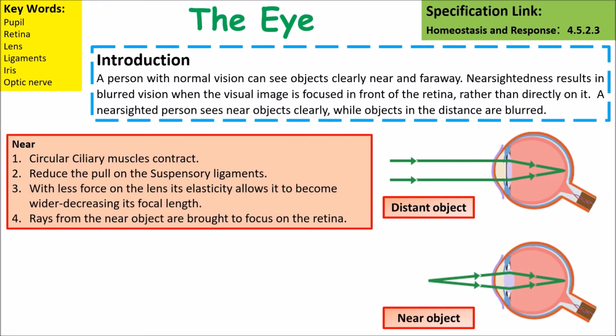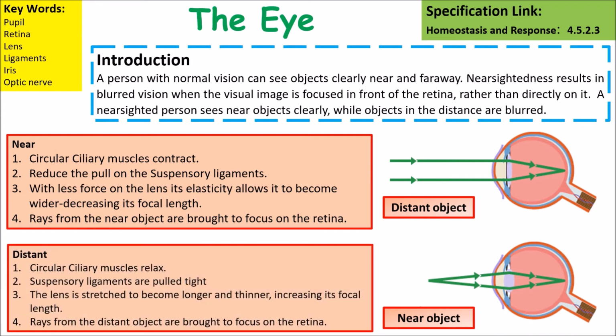When looking at near objects, the circular ciliary muscles contract, which reduces the pull on the suspensory ligaments. With less force on the lens, its elasticity allows it to become wider, which decreases the focal length, so the rays from the near objects are brought into focus on the retina. When we are looking at distant objects, the ciliary muscles relax, so the suspensory ligaments are pulled tight, the lens is stretched and becomes longer and thinner, increasing the focal length, so the rays from the distant object are also brought to focus on the retina.